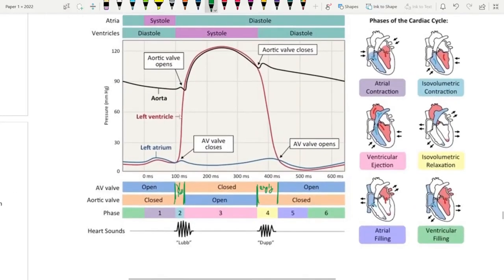So I'm going to correlate these phases with the picture over here. So look at this purple section over here, the purple section, this one.